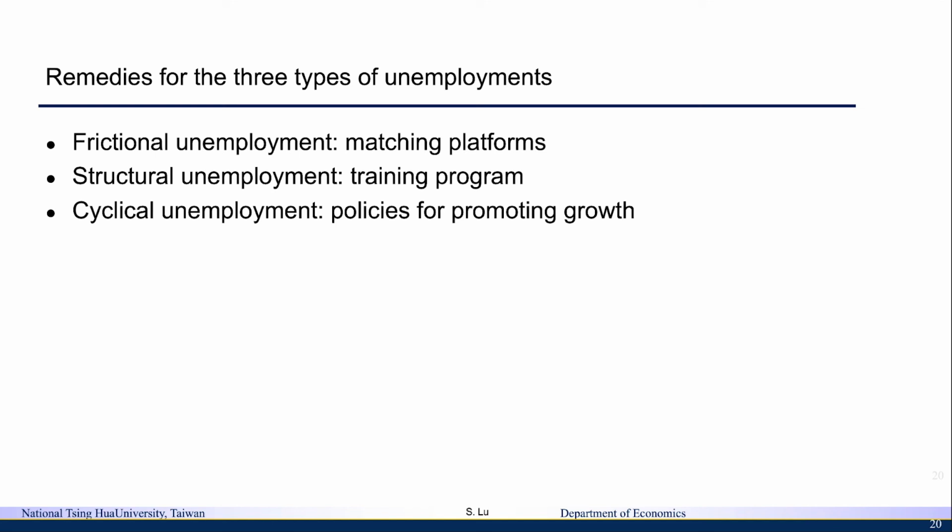Finally, to resolve cyclical unemployment, we know that cyclical unemployment mainly comes from the economy being in recession. Then what the government can do is adopt some growth-promoting policies to boost the economy. As long as the economy is in boom or not in recession, then that kind of unemployment will be reduced. So these are the remedies for the three types of unemployment.